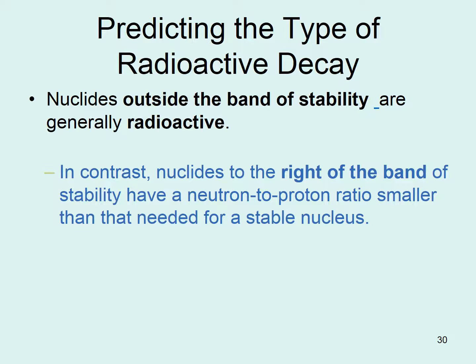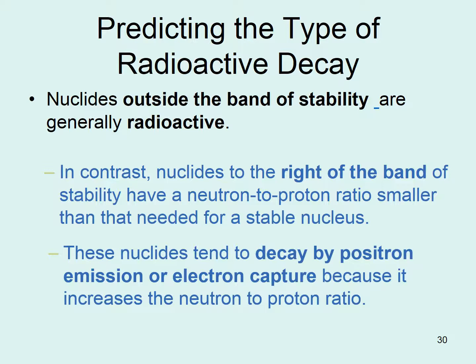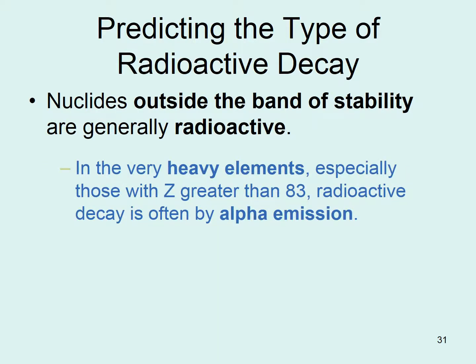So nuclides to the right-hand side of the band have a neutron to proton ratio that is too small for a stable nucleus. And so these nuclides will tend to decay by either positron emission or electron capture. At this point, we can't really predict which one, so you would just say either or. You would say both, either positron emission or electron capture. And the reason why is because it converts a proton to a neutron, and so you're increasing that neutron to proton ratio. And then the very heavy elements, especially those with atomic number greater than 83, will tend to decay by alpha emission.